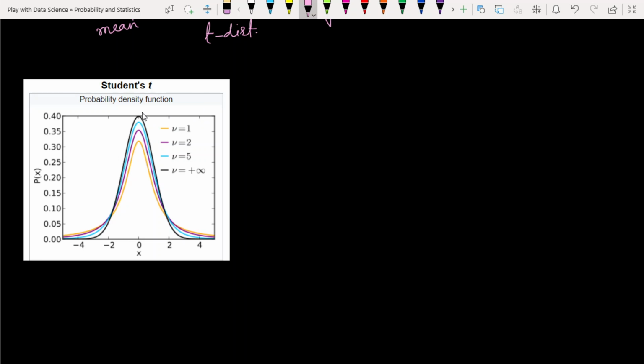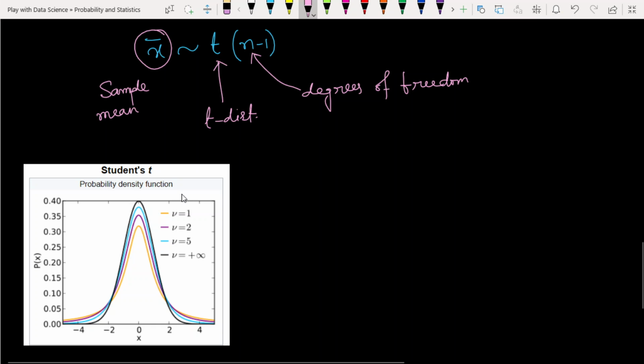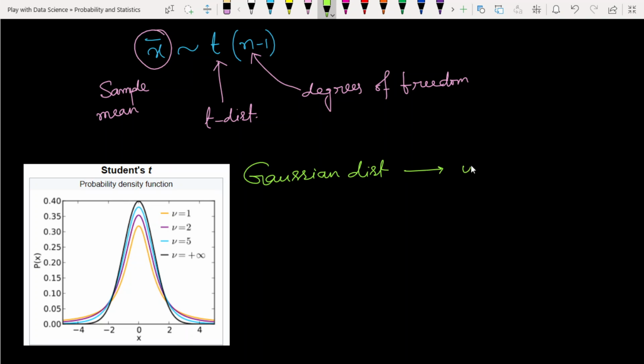So let's try to understand what the degrees of freedom are and how they relate to our Student's distribution. The Student's distribution looks like our normal distribution. It's a similar kind of distribution, with some differences. We have seen that in the normal, or Gaussian, distribution we have two parameters, mu and sigma.